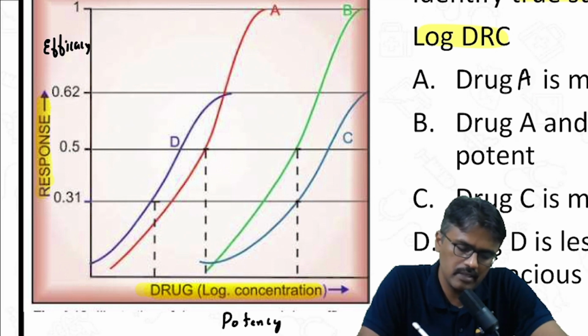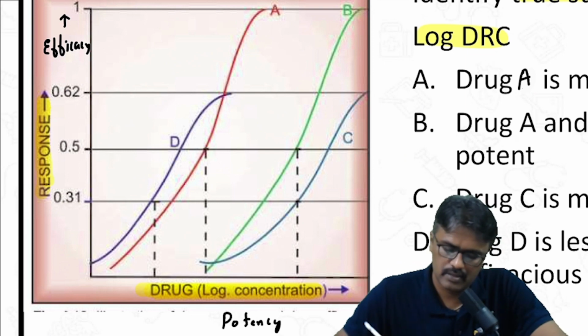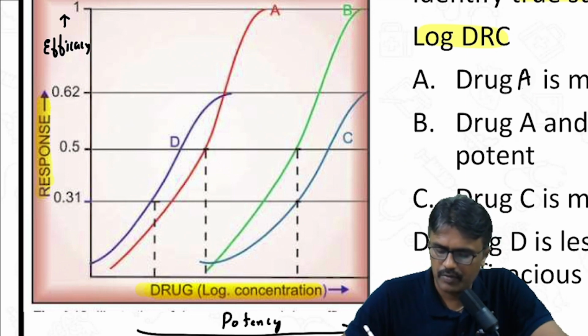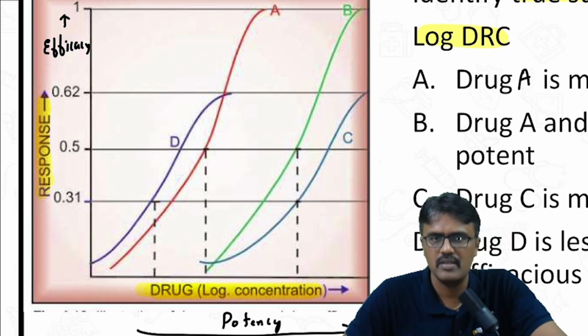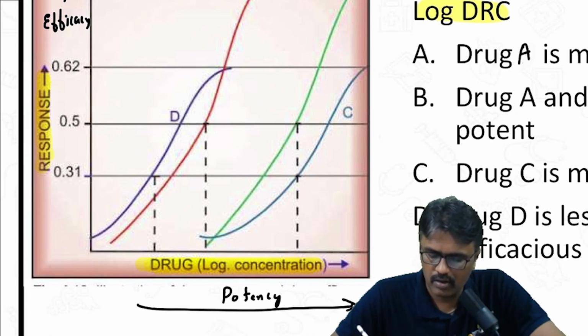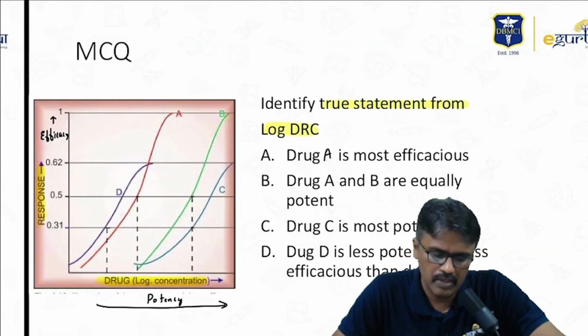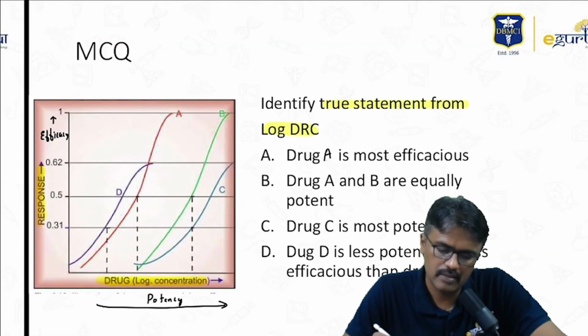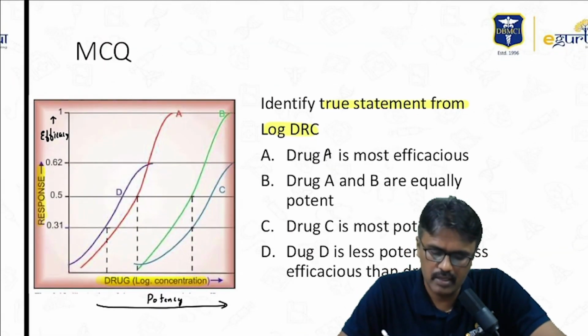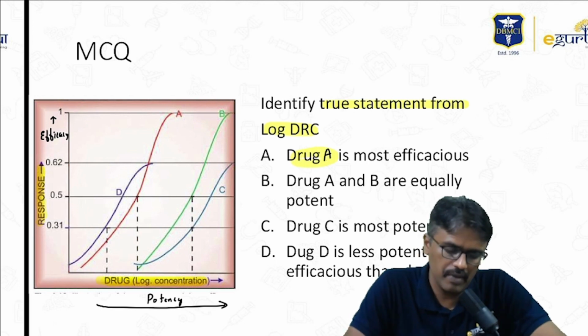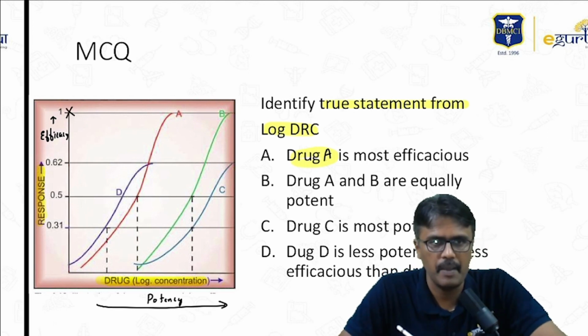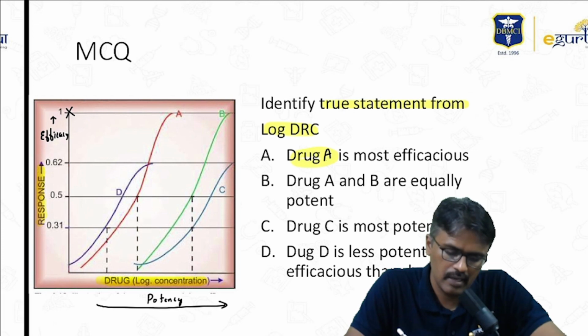So simple thing is, if you move in the y-axis more and more, the efficacy increases, but for potency, if you move from left to right, the potency decreases, because the log dose or log concentration is inversely proportional to potency. So with that background in mind, let us see the true statement. Drug A is more efficacious. Now efficacy is given here, the maximum response. Yes, drug A is more efficacious, even drug B is more efficacious. So this looks like a true statement.